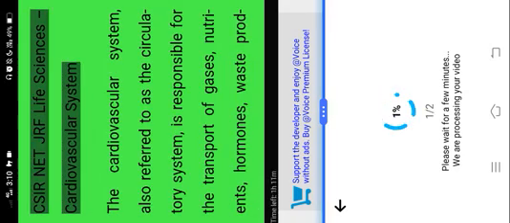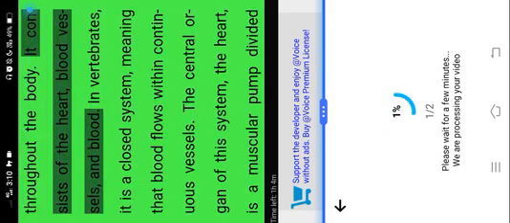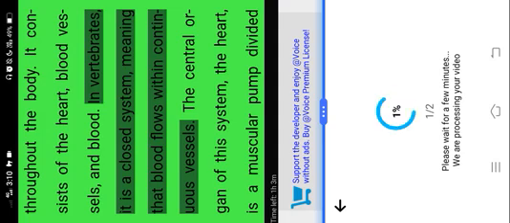CSIR Net JRF Life Sciences, cardiovascular system. The cardiovascular system, also referred to as the circulatory system, is responsible for the transport of gases, nutrients, hormones, waste products, immune cells, and heat throughout the body. It consists of the heart, blood vessels, and blood. In vertebrates, it is a closed system, meaning that blood flows within continuous vessels.